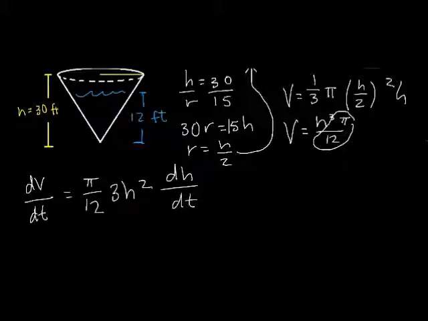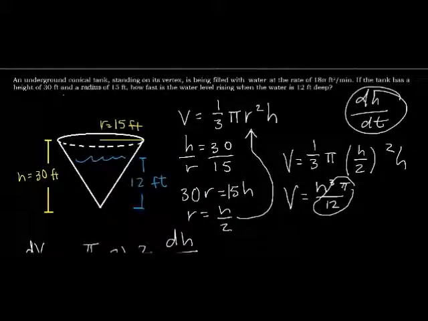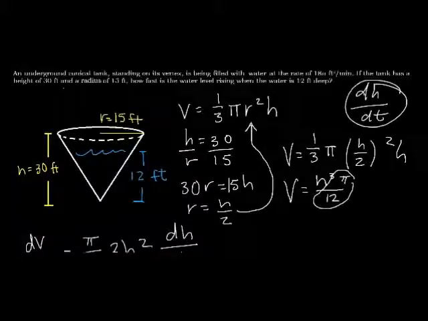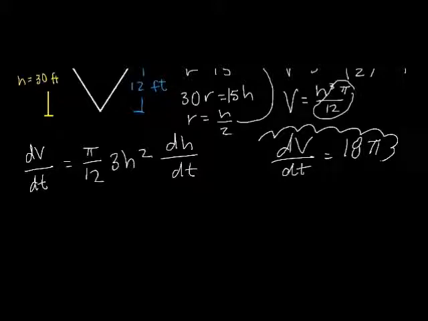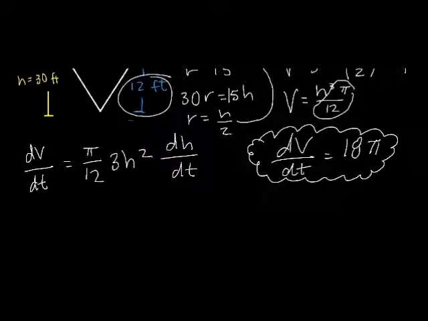So we know dV dt because it was stated in the problem. It's being filled at a rate of 18 pi feet cubed per minute. So dV dt equals 18 pi, as stated in the problem. And we also have to know h, so that is going to be 12, also stated in the problem.